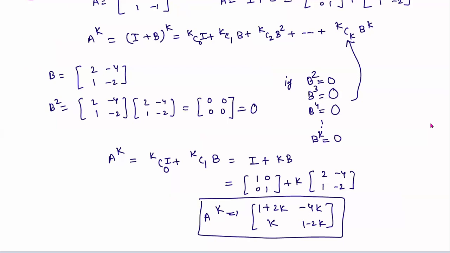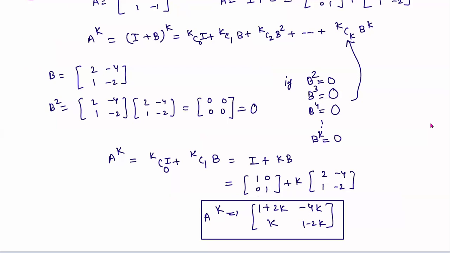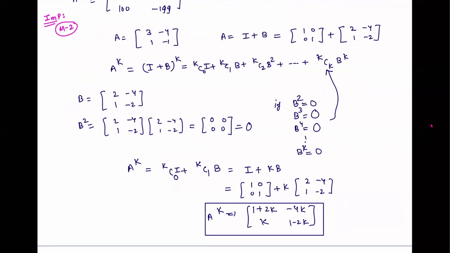This is the second method. Can you get the second method? So how we deal the second method? Just you need to write A is I plus some matrix B. How we find the matrix B? In the diagonal element subtract minus 1. Now that matrix B we take.